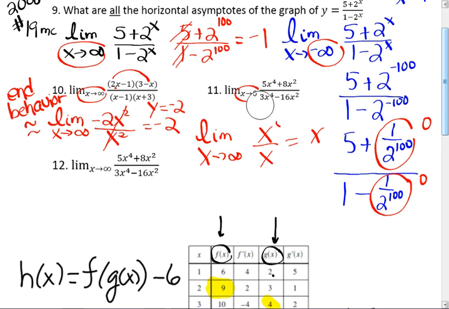Let's do 11. What's the first thing you always do? Before you factor, substitute in.